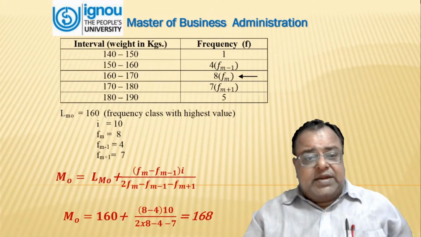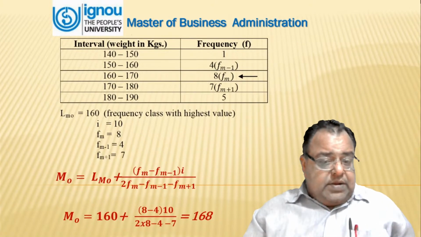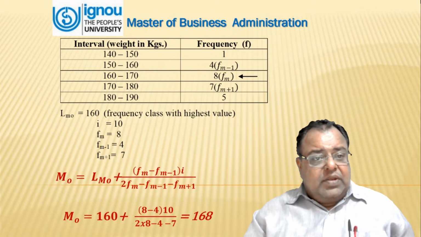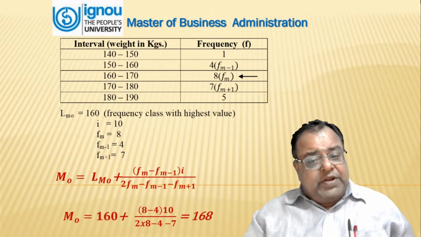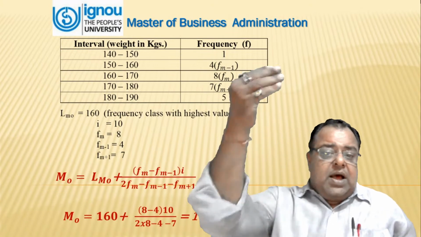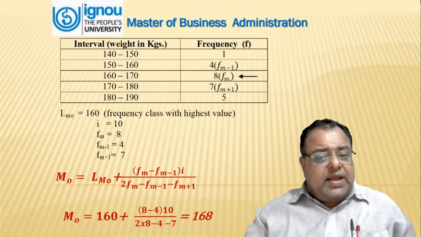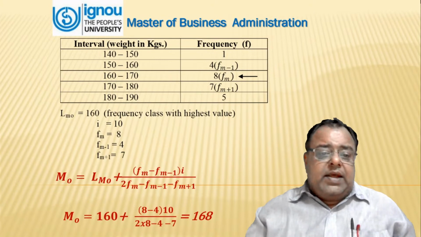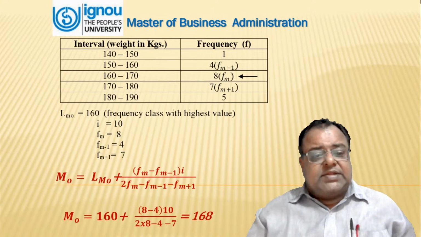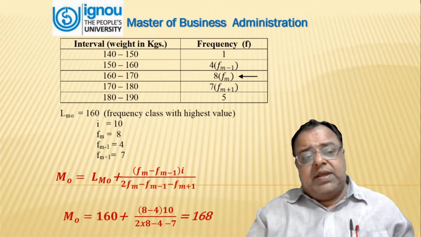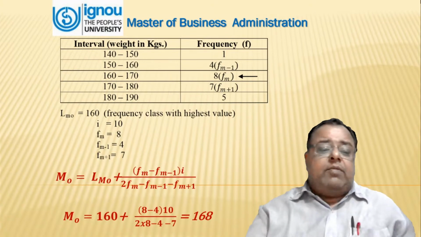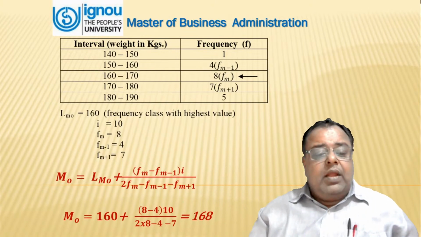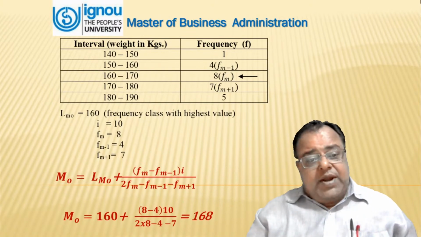First of all, we have to decide in which class interval we are getting the maximum frequency. From this particular problem, we can see that it is in the third row, that is 8. Above that, it will be f_m-1, and below 8, it will be f_m+1. The modal class, that is the class with the highest frequency, has L_mo equal to 160. Putting in all the values, we get the mode as 168.